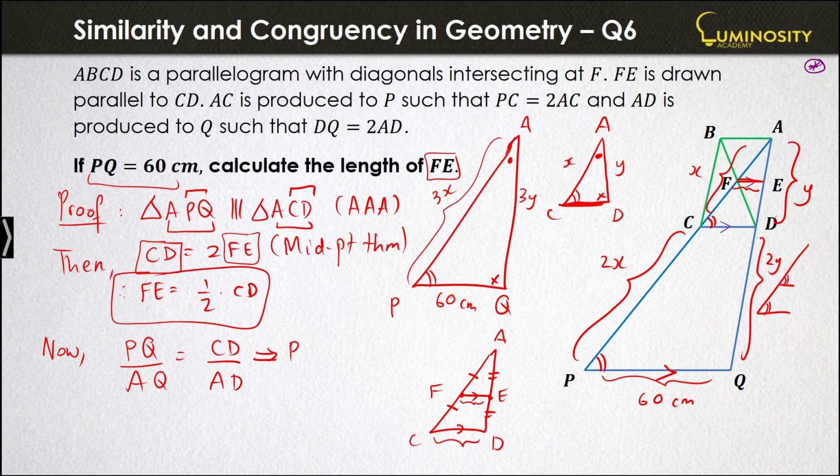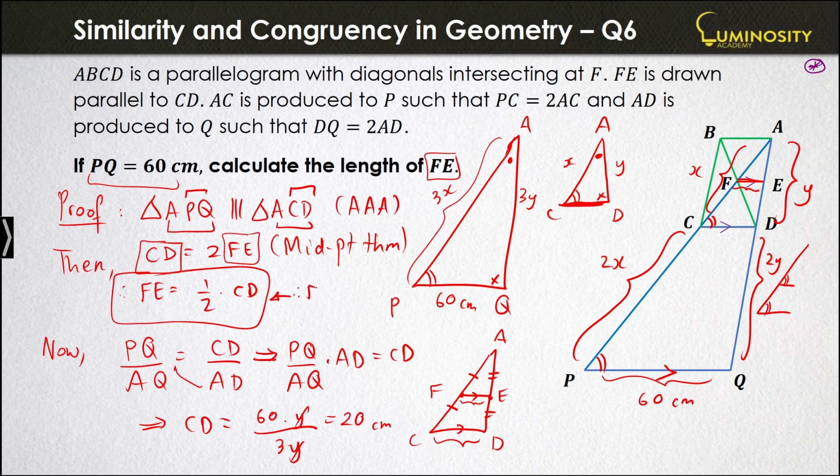Okay, so let's move around these objects here. I want CD by itself, so I'm going to multiply both sides by AD. So it's going to be PQ over AQ times AD equals CD. So CD equals, what is PQ? PQ is 60 centimeters. AD was given as y, divided by AQ. AQ was 3y. So the y's will divide, and 60 divided by 3 is 20. So CD is 20 centimeters. So if I come back to here, therefore FE must be a half of 20, which is 10 centimeters.